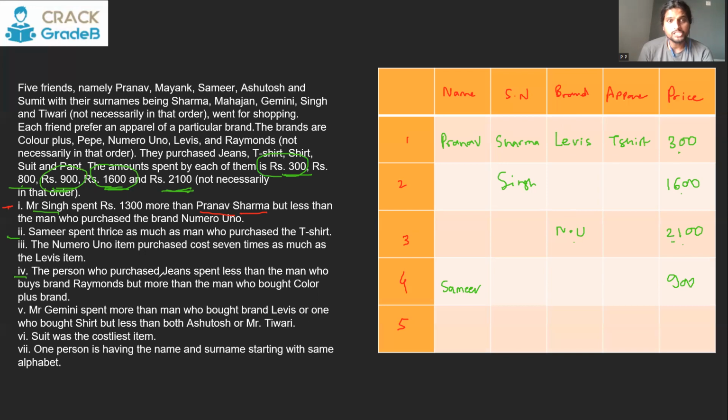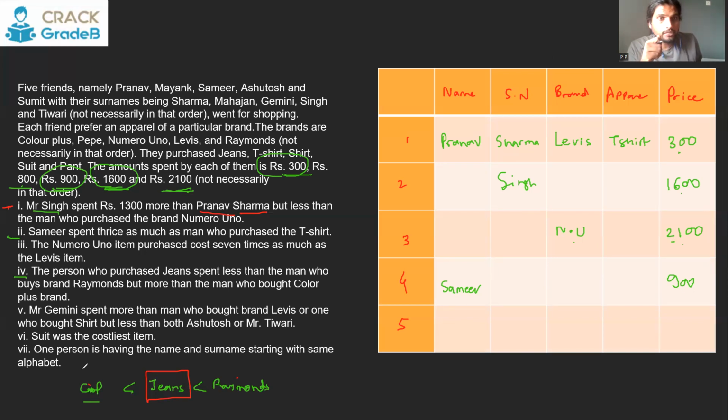Fourth, the person who purchased jeans spent less than the man who buys brand Raymond, but more than the man who bought Color Plus. So jeans is lesser than Raymond's, but more than Color Plus. That also tells us that the jeans item is not of Raymond's or Color Plus. Jeans cannot be of Raymond's or Color Plus. That also we have to keep in mind.